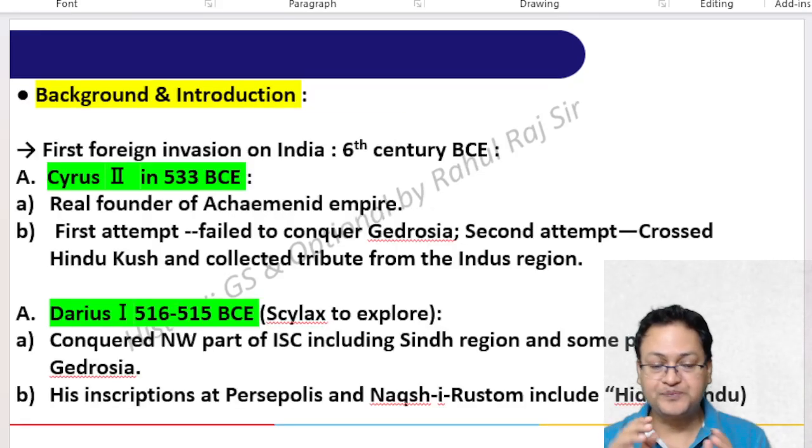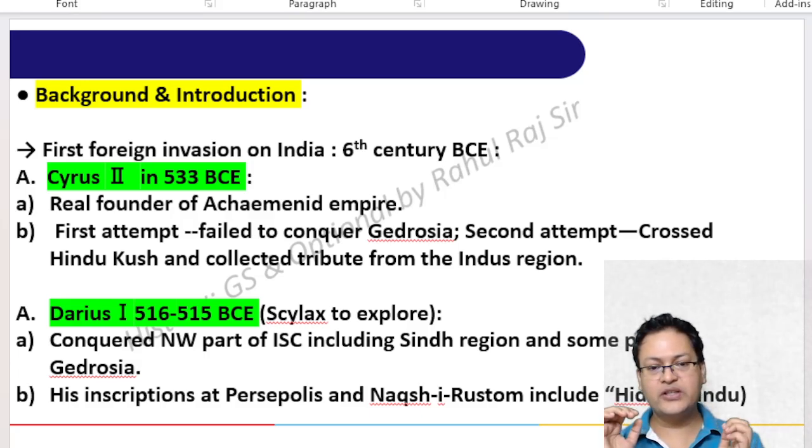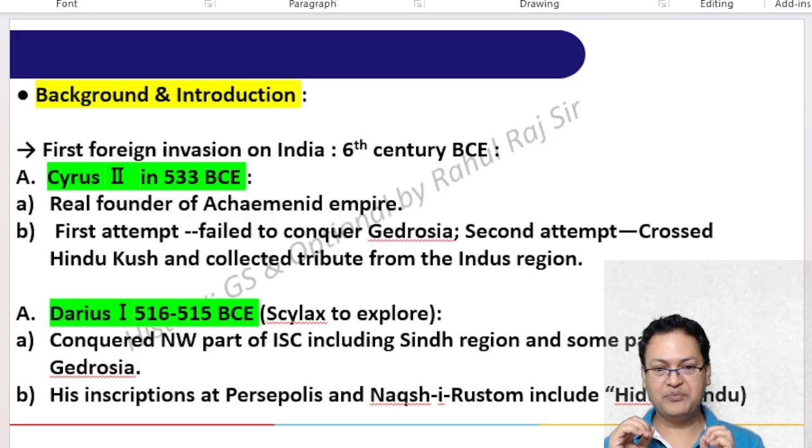So we'll discuss this topic under two headings. One is background and introduction, and the other is impact of Persian invasion on India. The impact will be subdivided into three headings: political, economic, and socio-cultural.